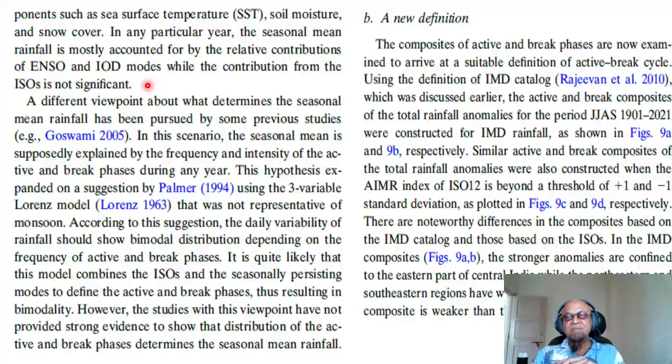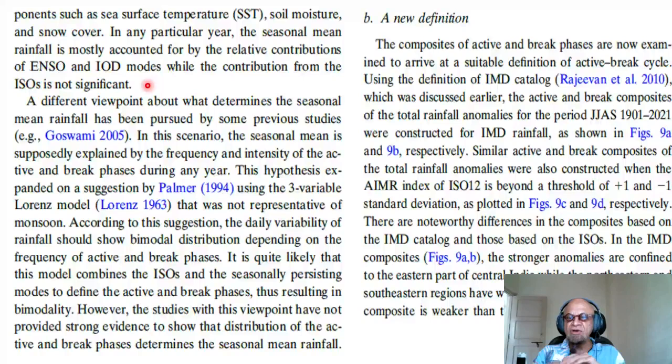Okay, so I'll jump ahead, and there is a lot of detail on the data, the methodology, and other definitions, the issues of actually choosing active break period, time scales, regions, etc. What is the new definition? Composites of active and break phases are now examined to arrive at a suitable definition of active break cycle using the definition of the India Meteorological Department catalog, which was discussed earlier. So I skipped some text where this was discussed.